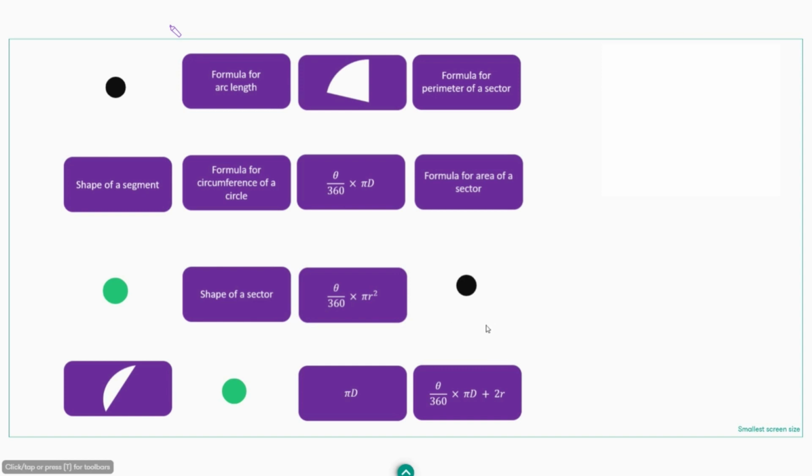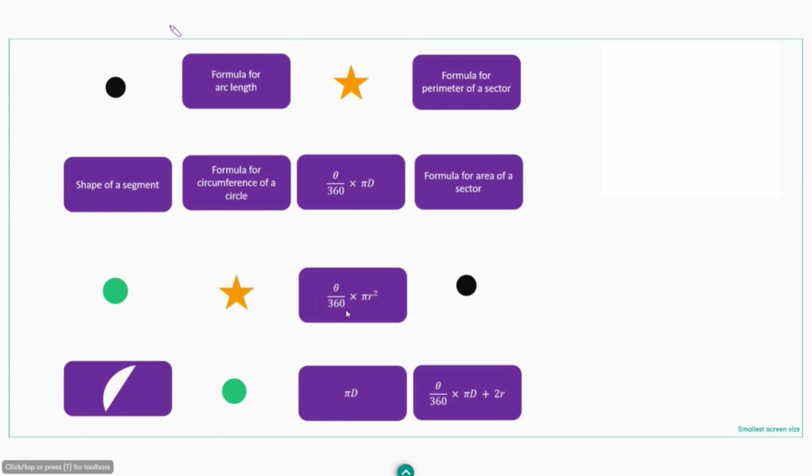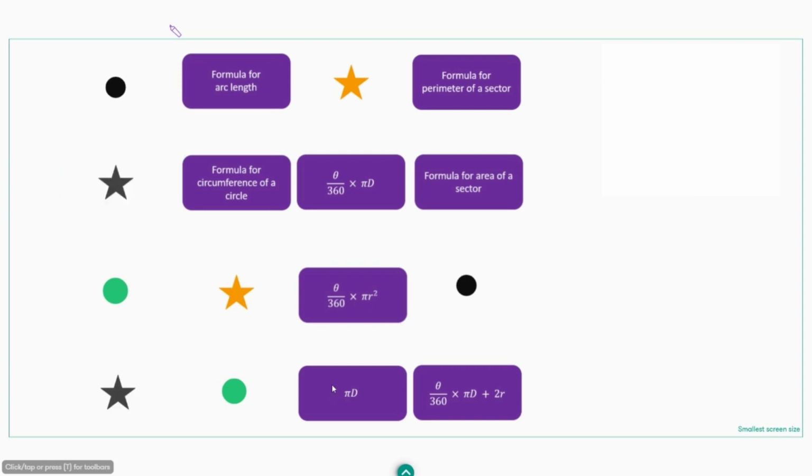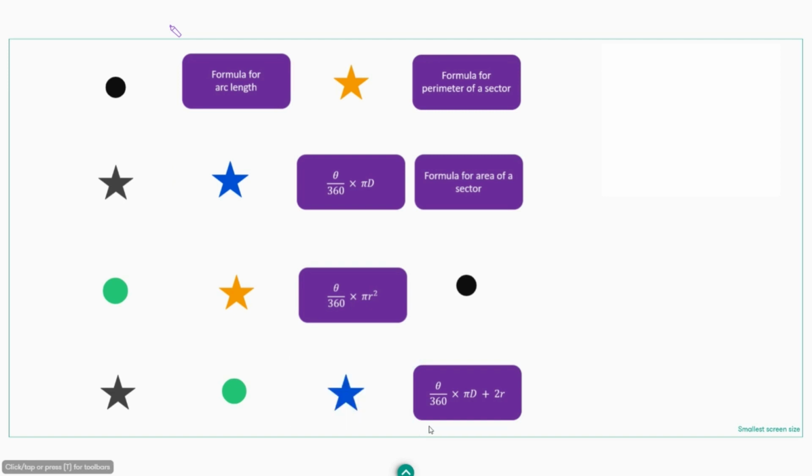And next? The shape of a sector is this one at the top. Great, well done. And another? And then the shape of a segment is this one at the bottom. Super, well done. Keep going. So the formula for circumference of a circle, yes, is pi d. And what does d stand for? The diameter. Good, well done.